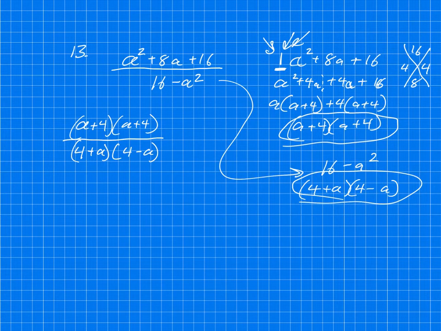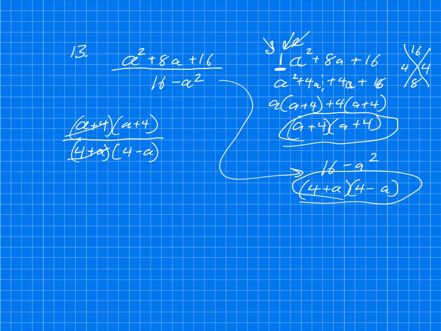What was that, Rita? Yes, you're right. The a plus 4 and the 4 plus a are actually the exact same thing. They're just in different order. The a plus 4 and the 4 minus a are not opposites. Just look. The a's are opposites. One's a and one's negative a, but the 4s are both positive.